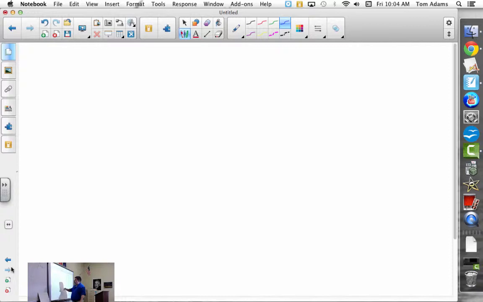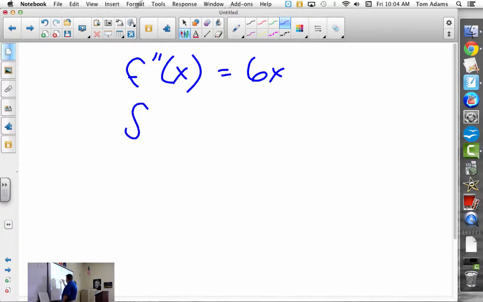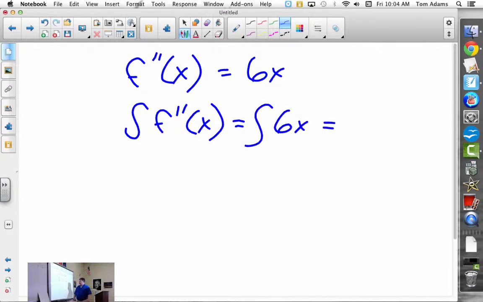goes backwards. If I say f double prime of x is equal to 6x, and I integrate f double prime of x, that's what the swirl means. And this is very informal. I'm leaving out some key details, but I just kind of want to introduce you to things slowly. Then that gives me f prime of x.